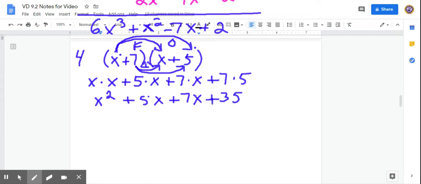Now we have to ask if we have any like terms. We do. And most of the time you will. Those two middle terms are going to be like. So our answer is x squared plus 12x plus 35.